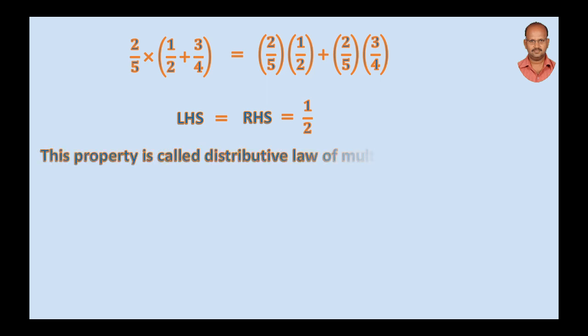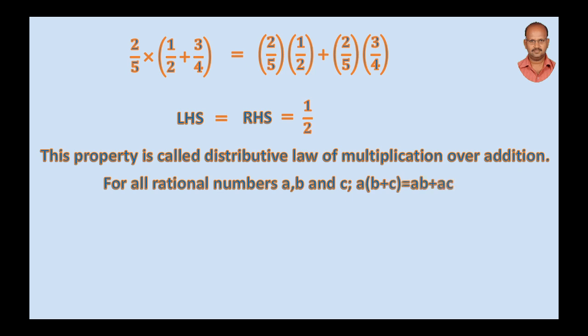This property is called distributive law of multiplication over addition. For all rational numbers a, b and c, a bracket begin b plus c bracket close is equal to ab plus ac. For all a, b and c belongs to rational numbers, then a bracket begin b plus c bracket close is equal to ab plus ac.